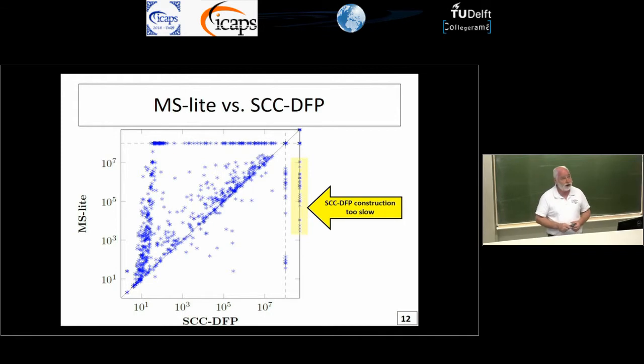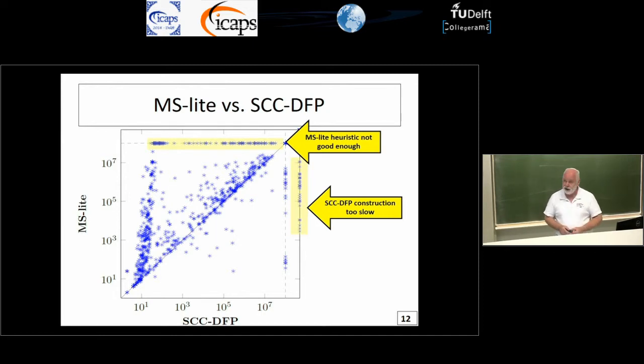where SCC-DFP is running out of time during construction. It doesn't even get to the search phase. It's running out of time during construction, so it's just simply too slow. So whether it creates a good heuristic or not only matters if it finishes within the time limit. And then at the top line, we have kind of the opposite position where the MS-Lite heuristic is simply not good enough. It's finishing and it's starting to do the search, but the search is not completing. And that's because the heuristic is too poor.